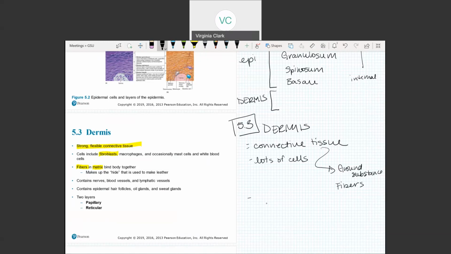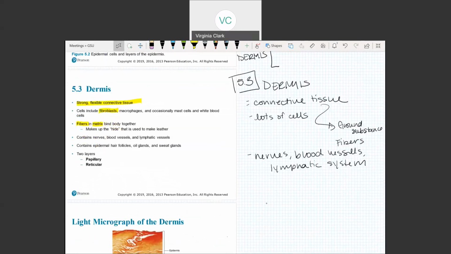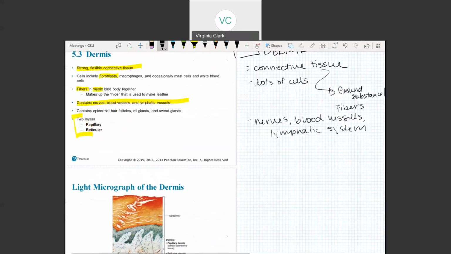It will also contain nerves, blood vessels, and your lymphatic and drainage system connections. So there's a lot happening in your dermal layer. You'll also have your hair follicles, your sweat glands, and your oil glands, all found in connection to this. There are only 2 layers to this, so your dermis will have 2 layers.